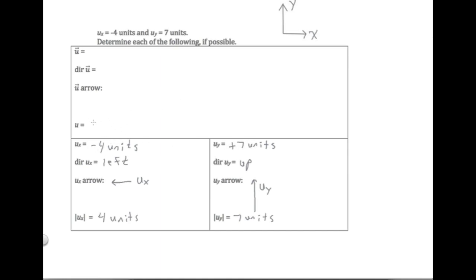Does that mean that the overall magnitude is 11? Or maybe we should do 7 minus 4, so the overall magnitude is 3. Can we just add these two components? Well, no, that doesn't make sense because they're not pointing in the same direction. Since they're not pointing in the same direction or even in opposite directions, you can't just add these two numbers. Instead, we actually have to draw the overall vector. Well, we have a Vx of negative 4 units, so that goes to the left. Maybe like so.